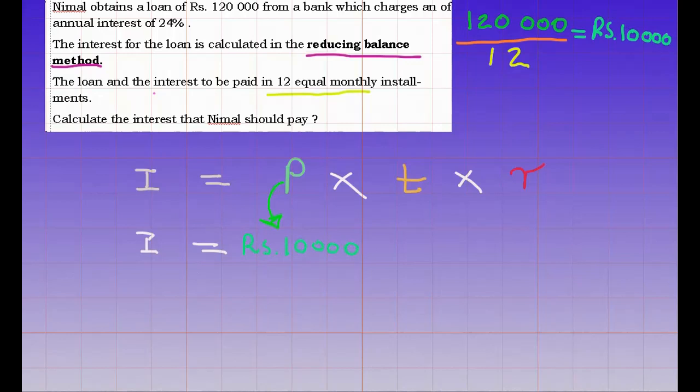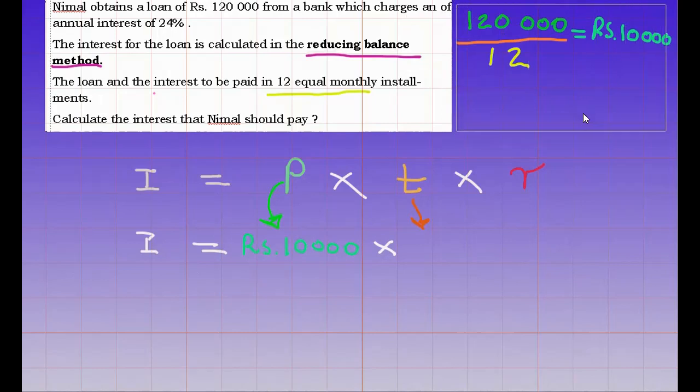All right. Times. Now comes T. Now, when it comes to simple interest questions, what would you write for T? You would write the number of months. But when it comes to reducing balance method calculations, you don't put the number of months, rather you put a special unit. What's the special unit you use? That's called number of month units.